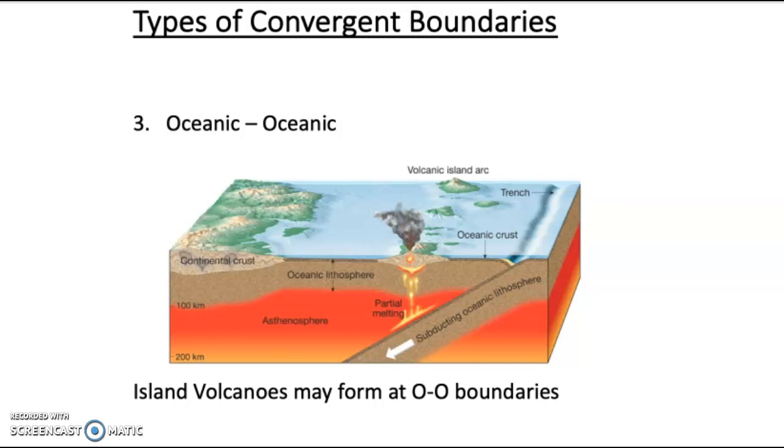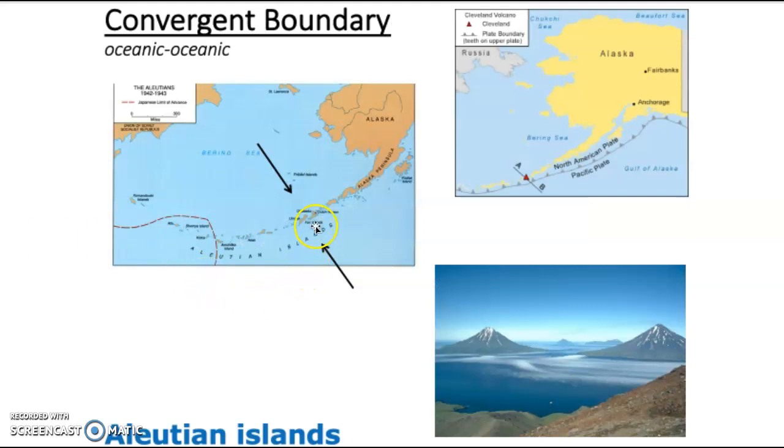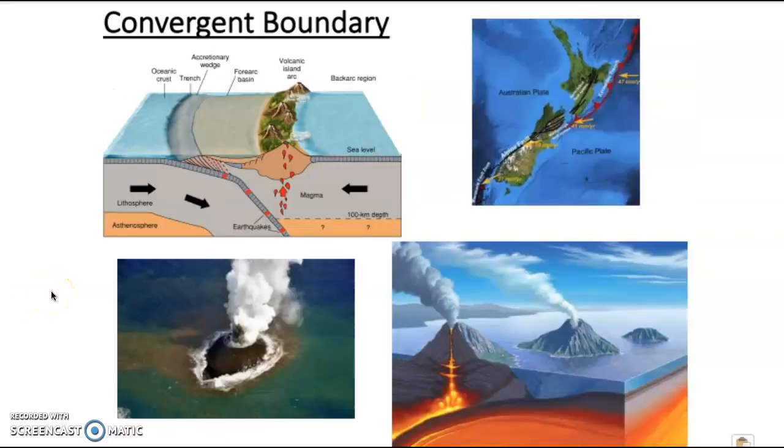Another type of convergent boundary would be when oceanic and oceanic crust are coming together. And here we have volcanoes that form, but they could be islands. And a great example of this would be your Hawaiian Islands. Also, the islands off Alaska. So lots of great examples of the three types of convergent boundaries.